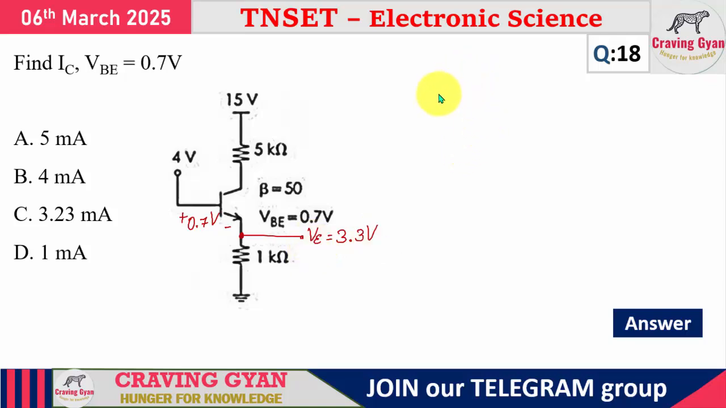Important. Now, given the value of beta, let us try to calculate the value of IC. IC equals alpha times IE. What is alpha? Beta divided by 1 plus beta, multiplied by the current IE. What is the value of IE you are going to get, which is equal to 3.3 divided by 1 kilo, which is equal to 3.3 milliamperes.